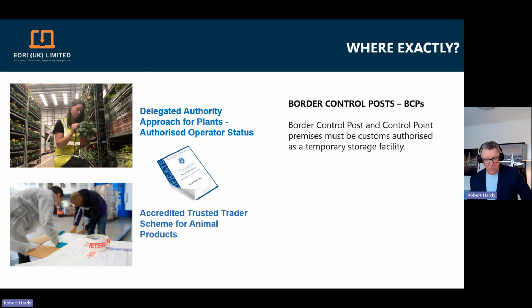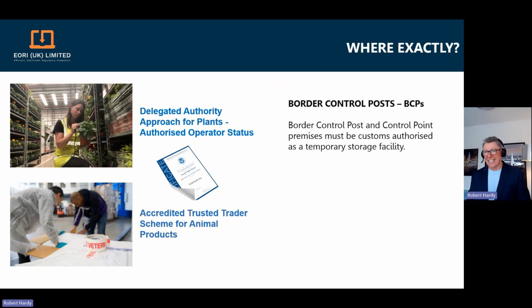And both are saying that if you're a trusted trader, you could carry out these checks at your premises. So the border control post could actually be your premises, because your premises are probably more geared up for your products. As we understand it today, they also have to have a customs approval attached to the border control post. It can't just be a standalone border control post for plants or for animal products. They also have to be a customs point, which means they require temporary storage facility status.